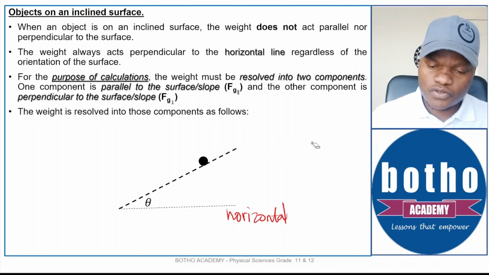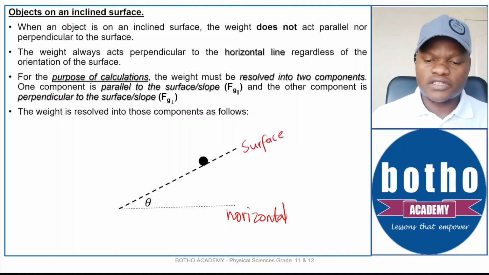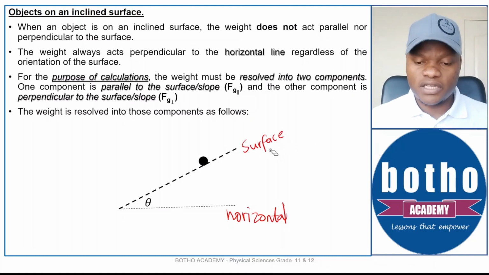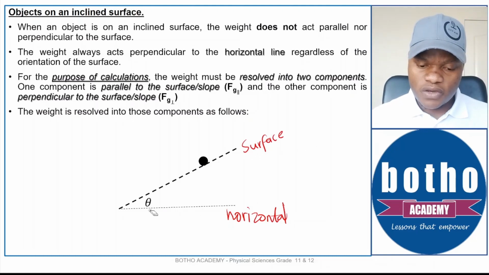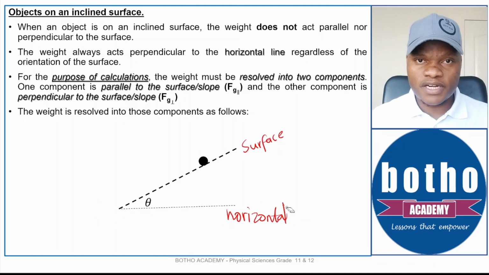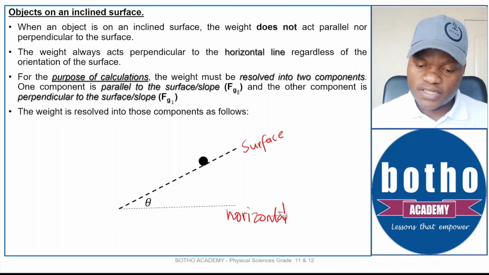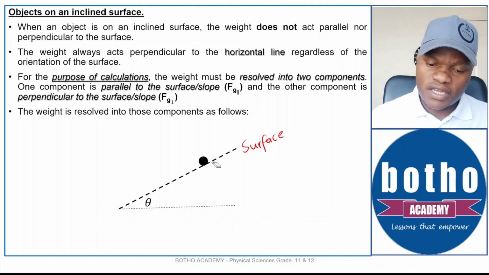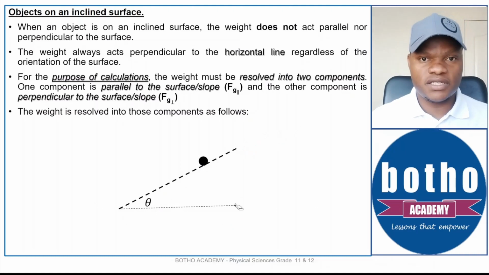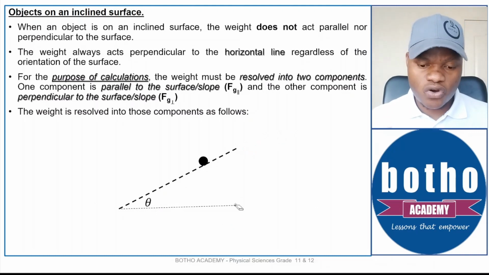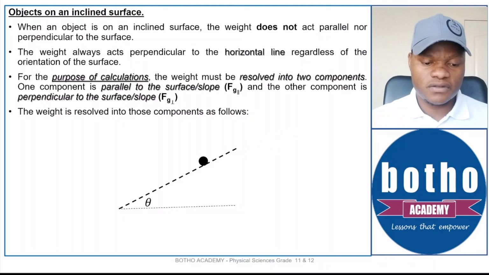This one is the surface, or what we refer to as the slope. Just make sure that you understand the difference between the two. The one at the bottom, the one that is horizontal or parallel to the lines of your book, is the horizontal line, okay? And this one here is the surface where the object is placed. Our object is in contact with the surface, okay?